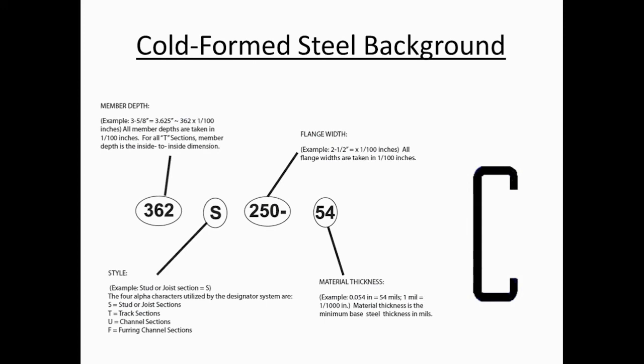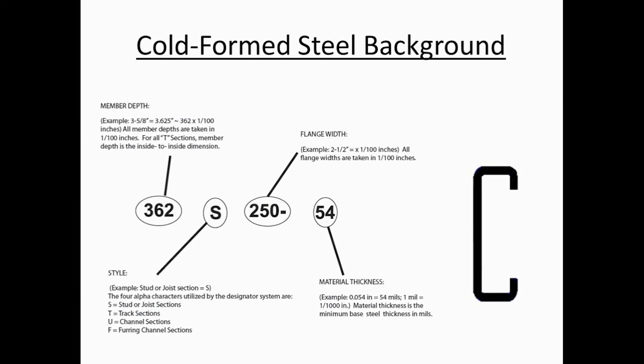And that's important, and we're going to discuss that a little bit more later on. But moving on to how we name the various profiles, there is a protocol in place to do that. First we start with the member depth, which in this example is a 3 5/8 inch member, the decimal equivalent of which is 3.625, and put that in hundredths of an inch, it's 362. So the first descriptor is 362.